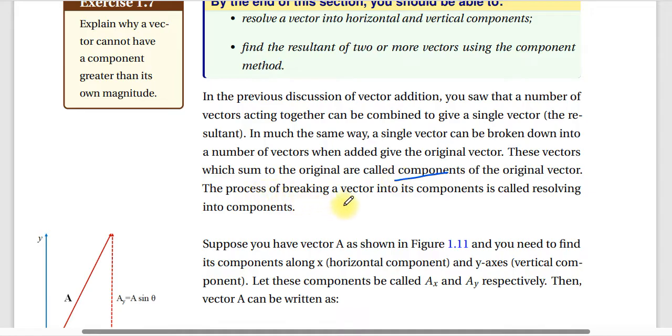The process of breaking a vector into its components is called resolving into components. I have a resultant vector, and the process of breaking it down into components is what we call resolving into components.